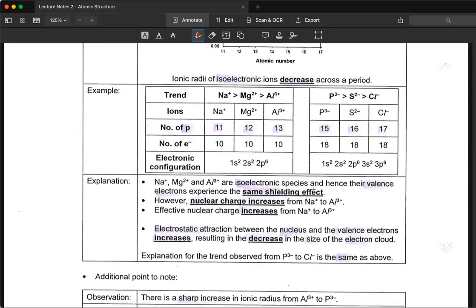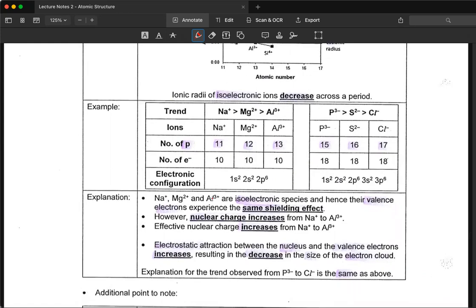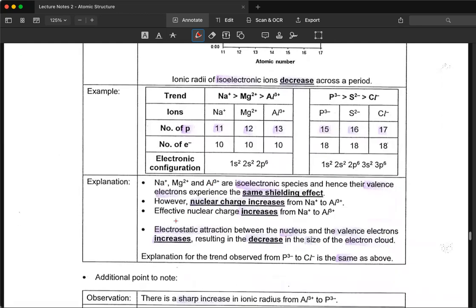What is the explanation? Now, sodium, magnesium, aluminum ions are isoelectronic species. Hence, their valence electrons experience the same shielding effect because they have the same number of inner shell electrons. However, from sodium to aluminum ion, the nuclear charge increases. Aluminum ion has more protons than sodium. So effective nuclear charge increases because of the increase in nuclear charge. Therefore, electrostatic attraction between the nucleus and the valence electrons will increase. This results in a decrease in the size of the electron cloud. Similar explanation for the anions as well.